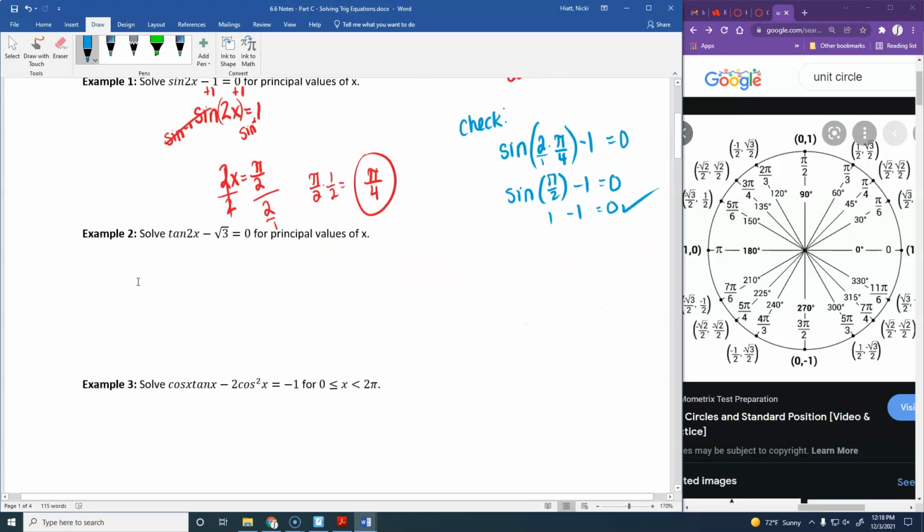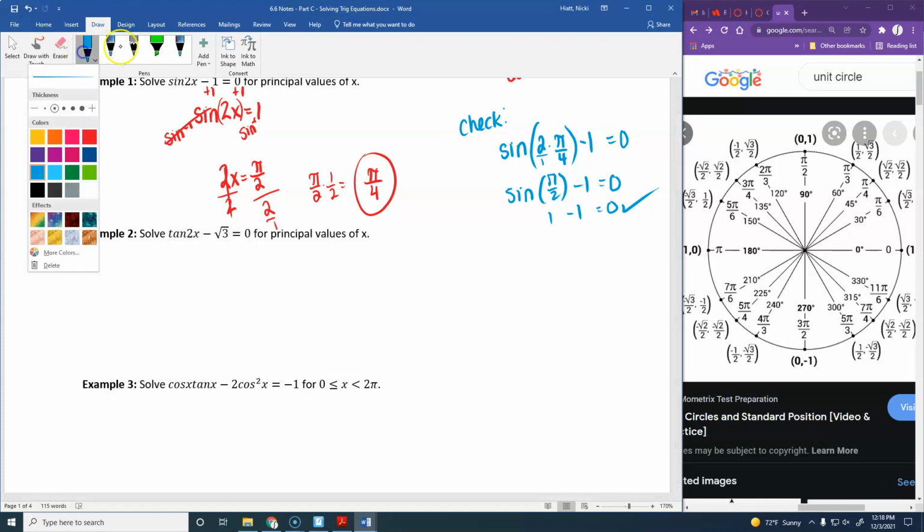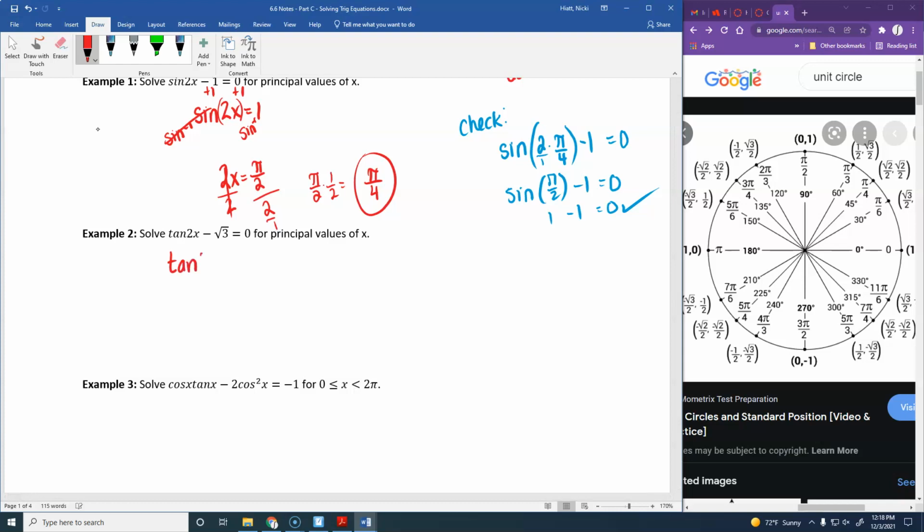All right, and so for example 2, I'm going to ask myself, can I solve for that tangent right there? Is it possible for me to get the tangent by itself? Yes, I just got to move the square root of 3 over to the other side. So, tangent of 2x is going to equal the square root of 3.